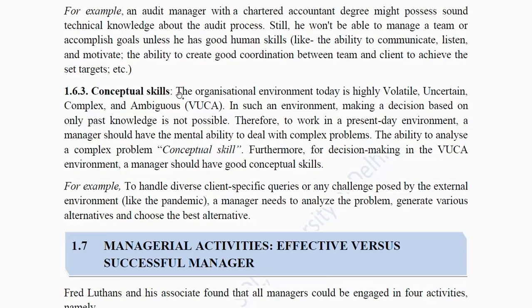1.6.3 Conceptual Skills. The organizational environment today is highly volatile, uncertain, complex, and ambiguous. In such an environment, making a decision based on only past knowledge is not possible. Therefore, to work in the present day environment, a manager should have the mental ability to deal with complex problems. The ability to analyze a complex problem is known as conceptual skills. Furthermore, for decision making in the VUCA environment, a manager should have good conceptual skills.